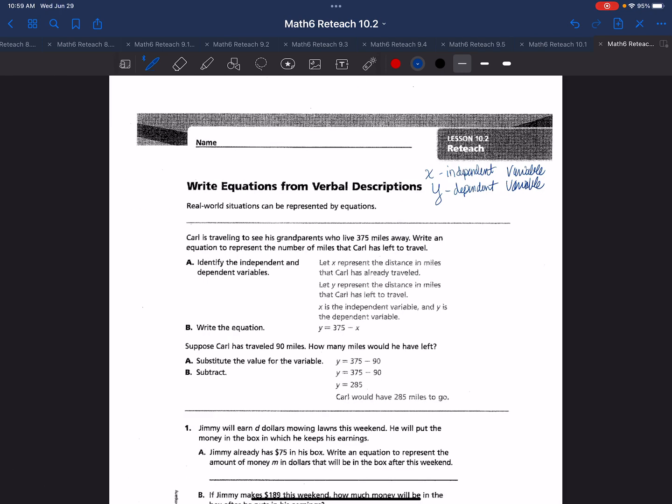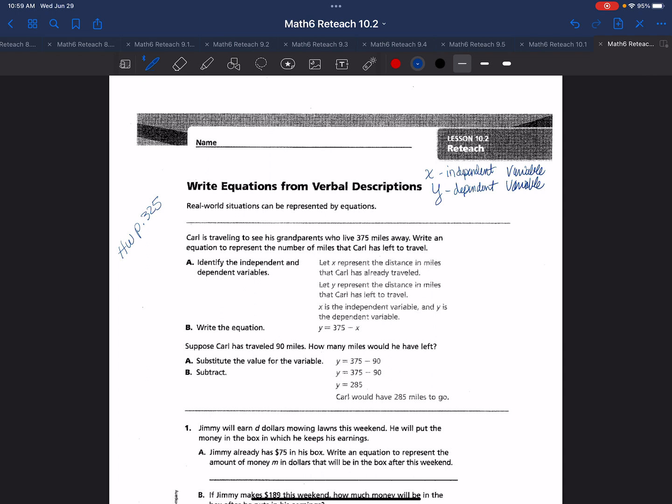The only vocabulary I want to review is X is the independent variable and Y is the dependent variable. I encourage you to pause this video and complete these problems on your own first, and then go back and review them with me. If you would like to see similar problems, you can look at your homework and your student workbook on page 325. Let's do the first example.